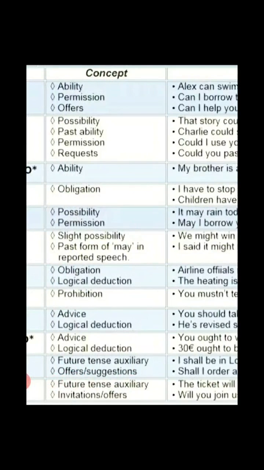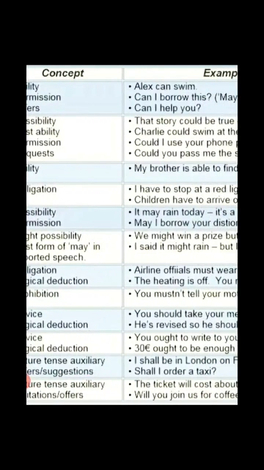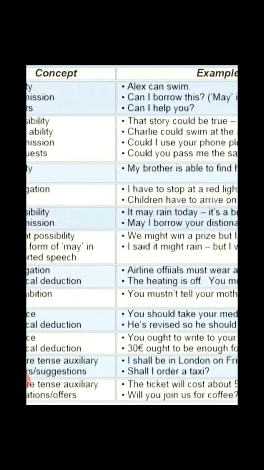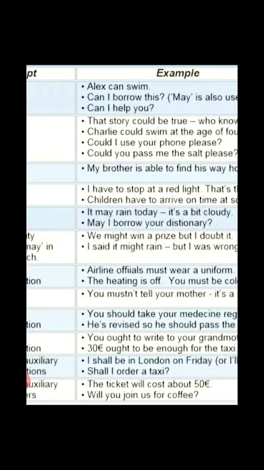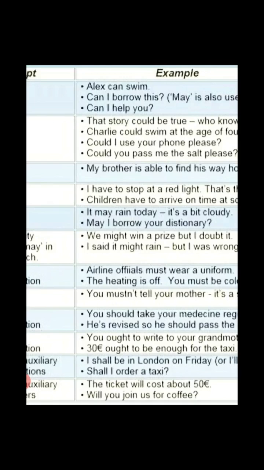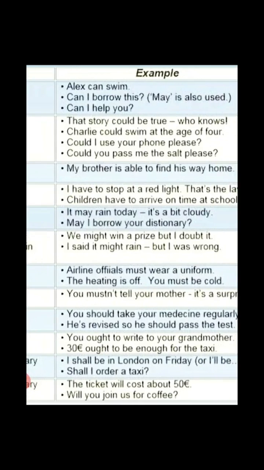Next, past form of may in reported speech. I said it might rain, but I was wrong. So it might rain then, but I was wrong. So something happened in the past. Something I had predicted, but I was wrong. I said it might rain, but I was wrong.